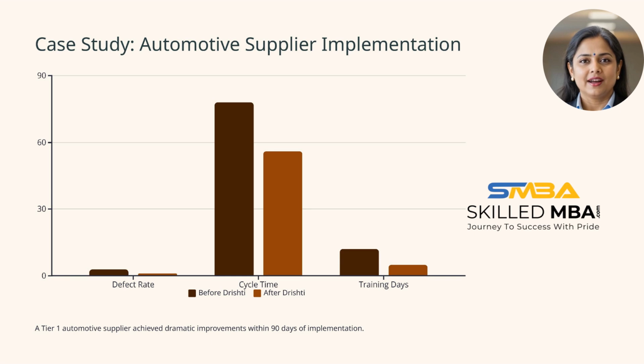A Tier 1 automotive supplier experienced significant enhancements within 90 days of implementing Drishti. The system provided real-time insights, optimizing production processes and reducing defects. This rapid transformation underscores Drishti's impact on operational efficiency and quality control in the automotive industry.